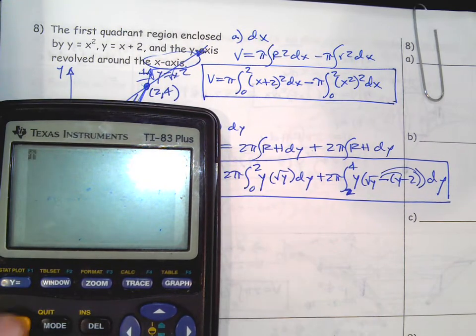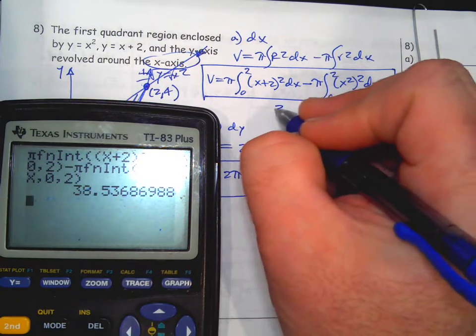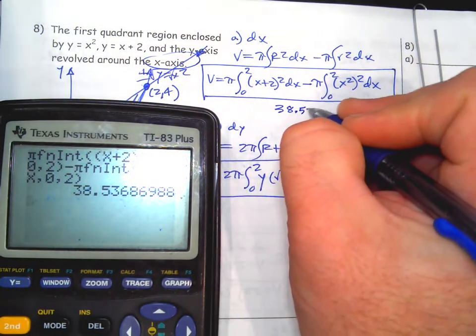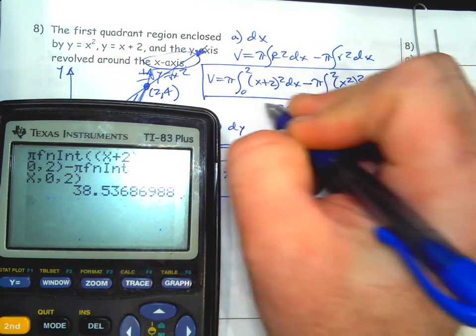So it's going to be pi math 9 parentheses x plus 2 close parentheses squared comma x comma 0 comma 2 minus pi math 9 x to the 4th comma x comma 0 comma 2. And we're going to get 38.536 or 38.537.